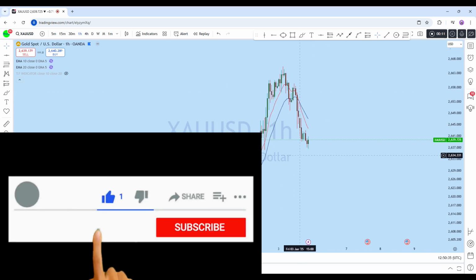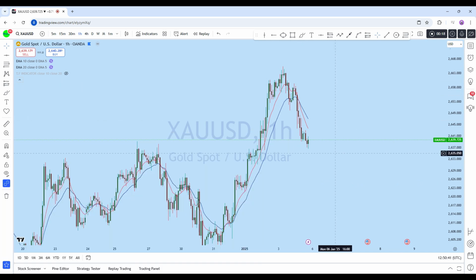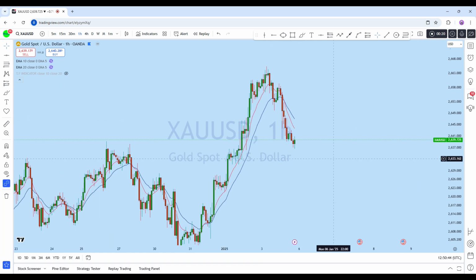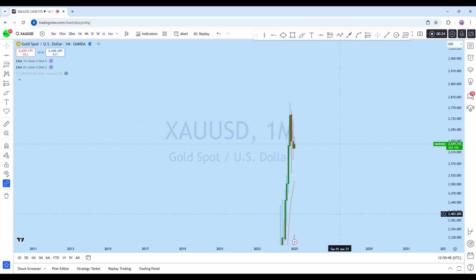Now looking at the lower time frame, we can see that after this strong uptrend, the market started to form another structure. Now before we discuss how we can trade with the market open, let's quickly look at a monthly chart to see the overall picture in the market.